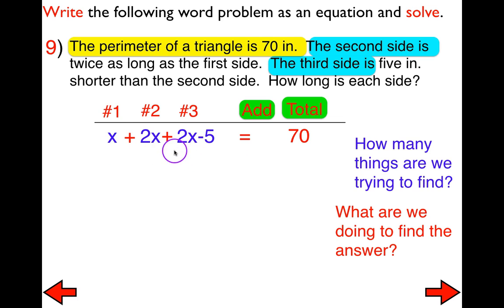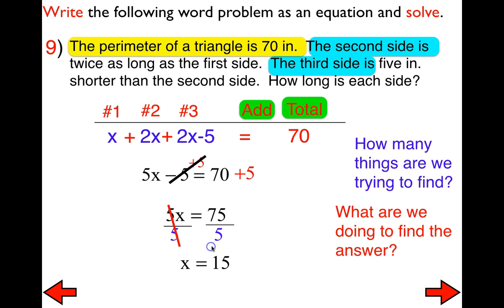I'm going to go ahead and combine like terms. 1x plus 2x is 3x. 3x plus 2x is 5x. So I'm left with 5x minus 5 equals 70. I'm going to get rid of my constant first by adding 5 to both sides, leaving me with 5x equals 75. Now I'm going to get rid of my coefficient. 5x means 5 times x, so I'm going to divide both sides by 5. X equals 15, but yet again I'm not done.